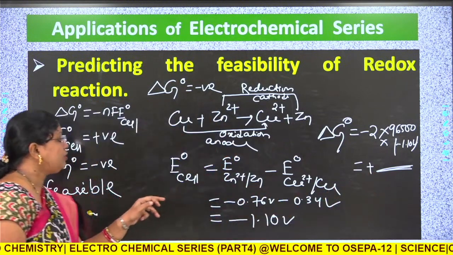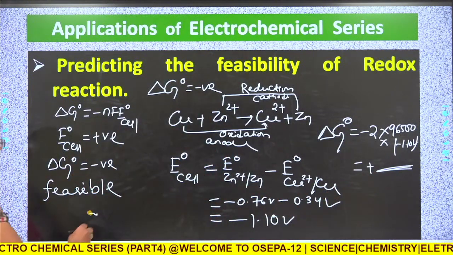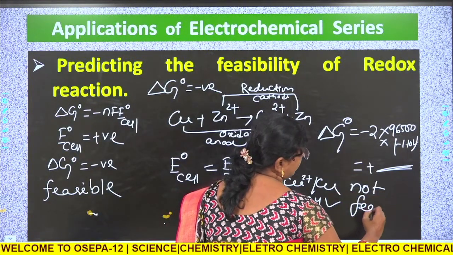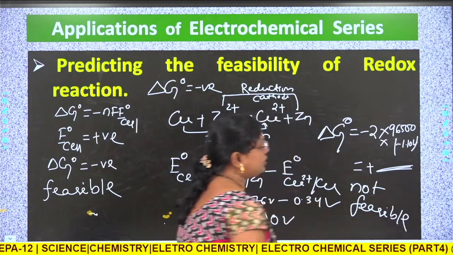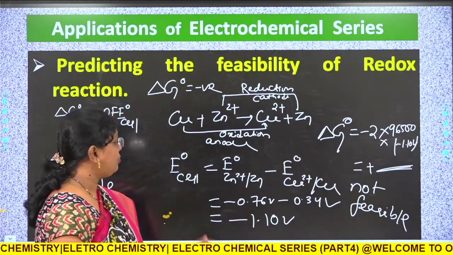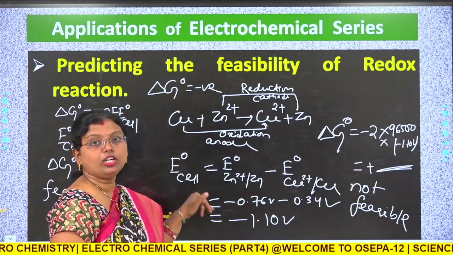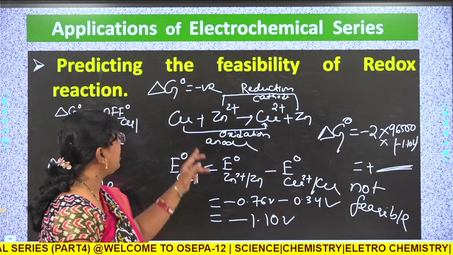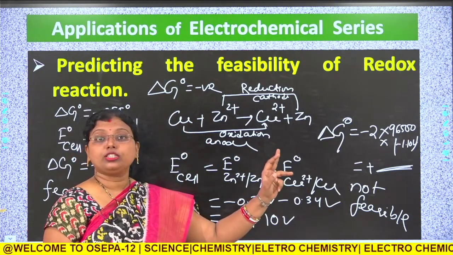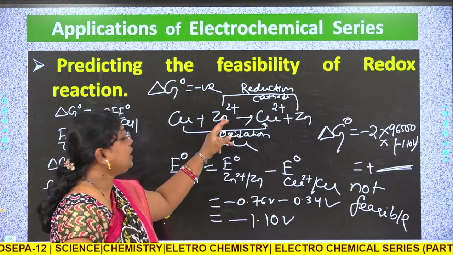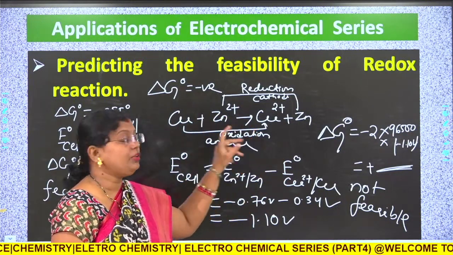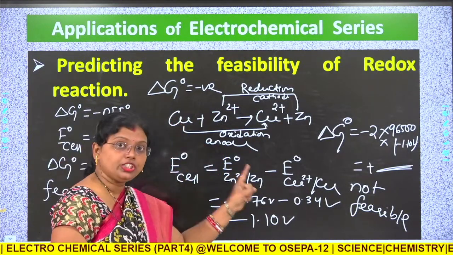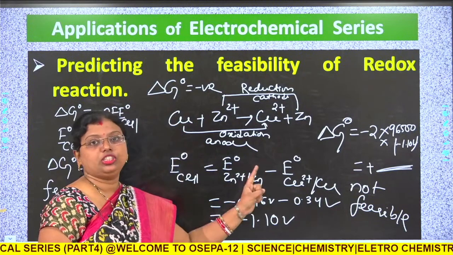So if delta G naught is positive, then the reaction will not be feasible. This reaction is not feasible. This is a non-spontaneous reaction. So from the sign of the E naught cell, you can predict whether the reaction is feasible or not. That means copper will never undergo oxidation and zinc will never undergo reduction. If you combine the zinc half cell with copper, then copper will undergo reduction and zinc will undergo oxidation.